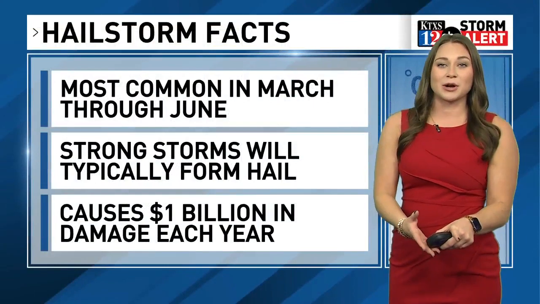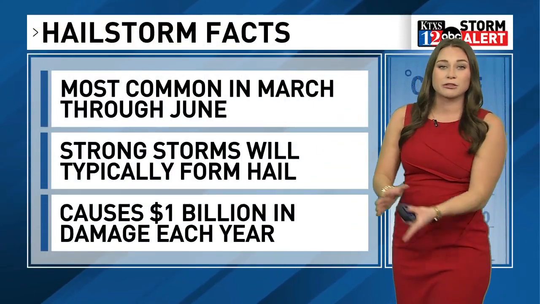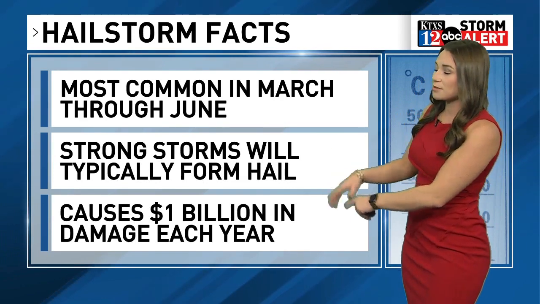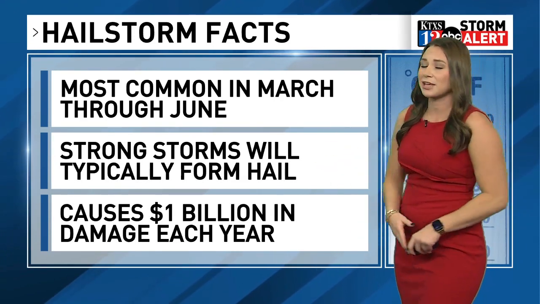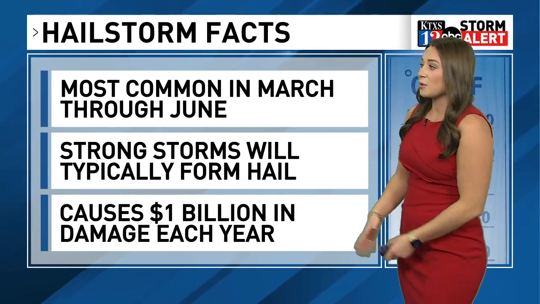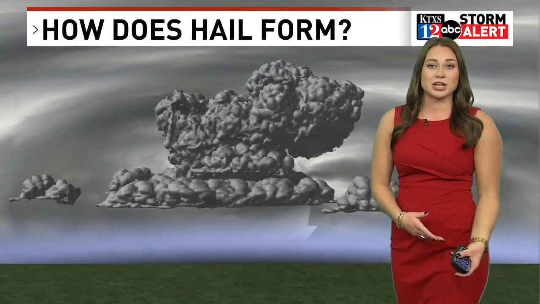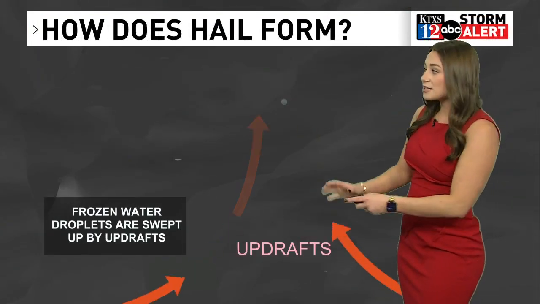And here's a common occurrence with these hailstorms: they occur March through June, so spring through summer, and those stronger storms typically form large amounts of hail, causing about $1 billion in damage each year. So here in Big Country and Abilene, we definitely contribute to that damage each year. So now that we've talked about what those storms are like, here's how they're formed.